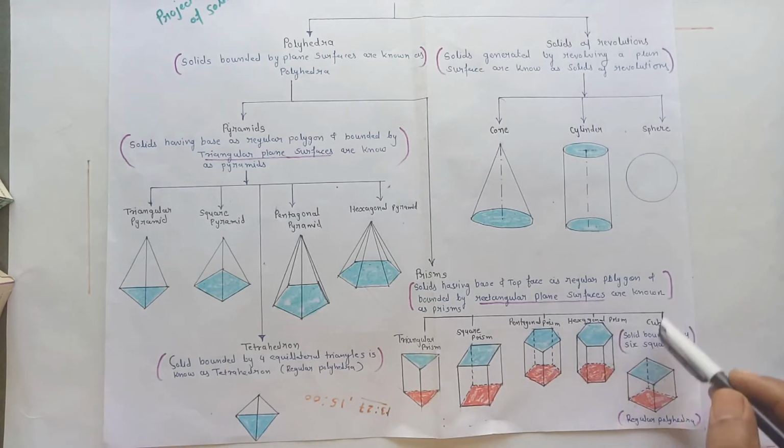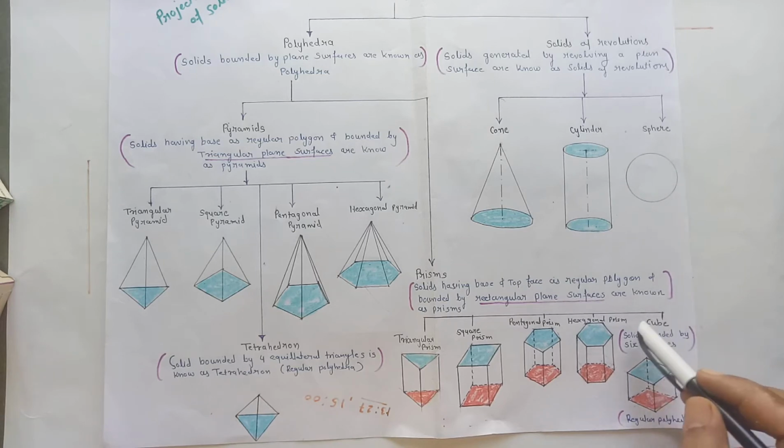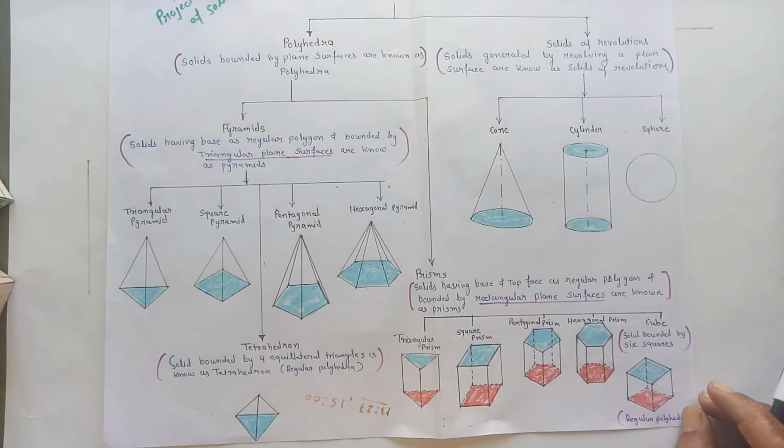Now another type of prism is a cube. A cube is a solid bounded by 6 squares. So these are the classification of the solids.